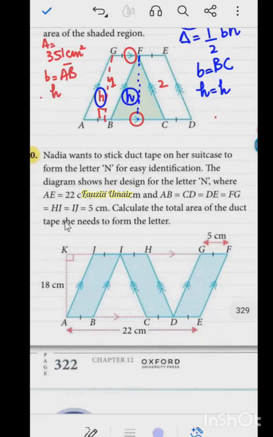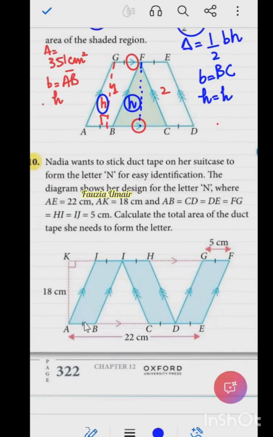Now the measurements are, AE is 22 centimeter, you can see. AK is this height, it is 18 centimeter. AB is same as CD, which is same as DE. You can see the symbols they have used, showing that all these sides are equal. Just like the previous question, because the two sides are equal, it's already given, and the inner sides are also equal. Why are they equal? Because they are in between two parallel lines. So in between the parallel lines, definitely the lines are equal in length.